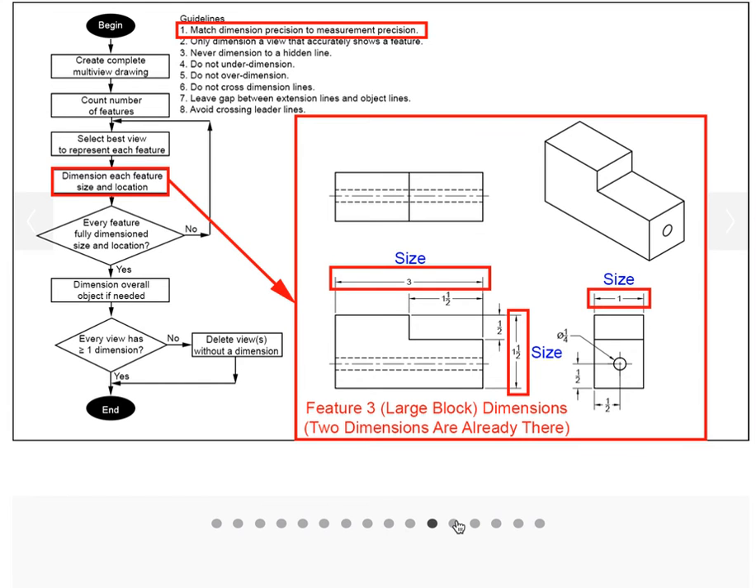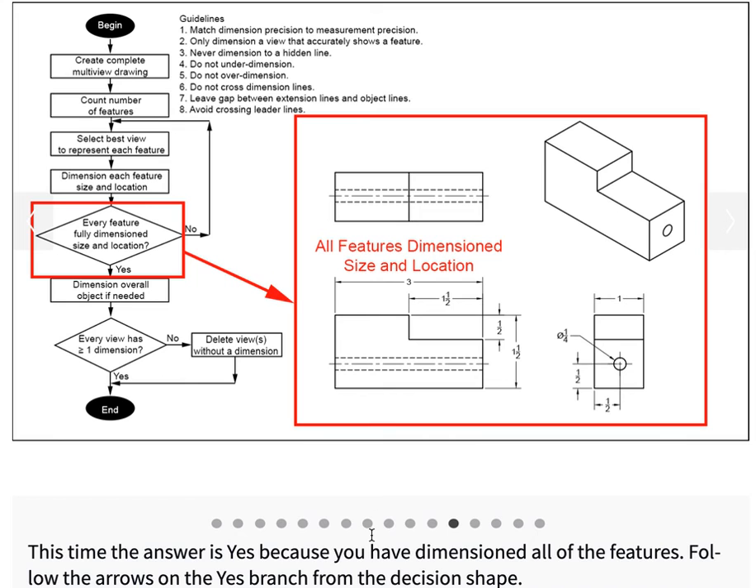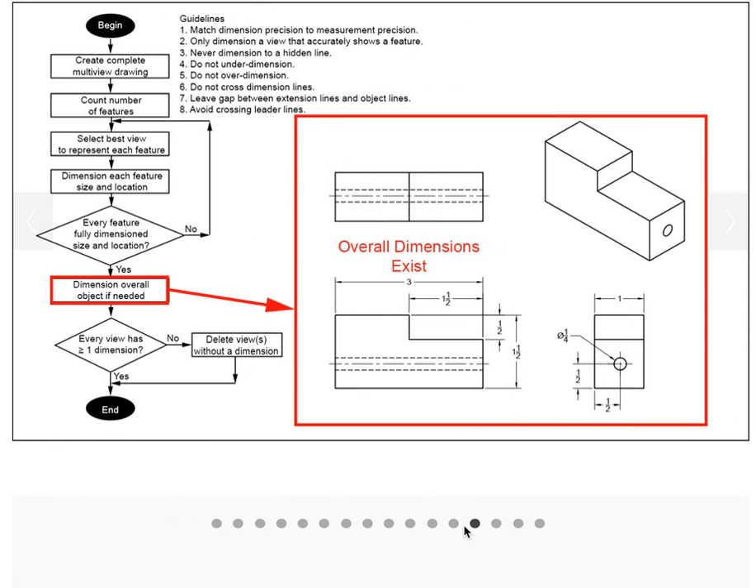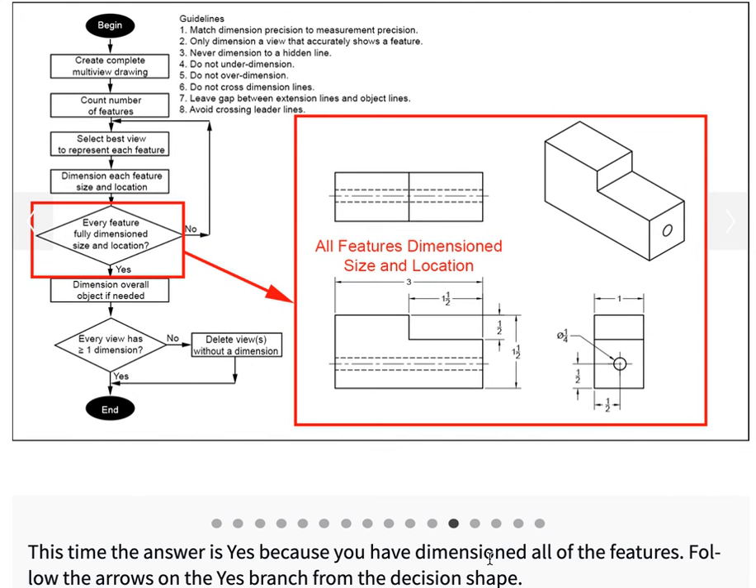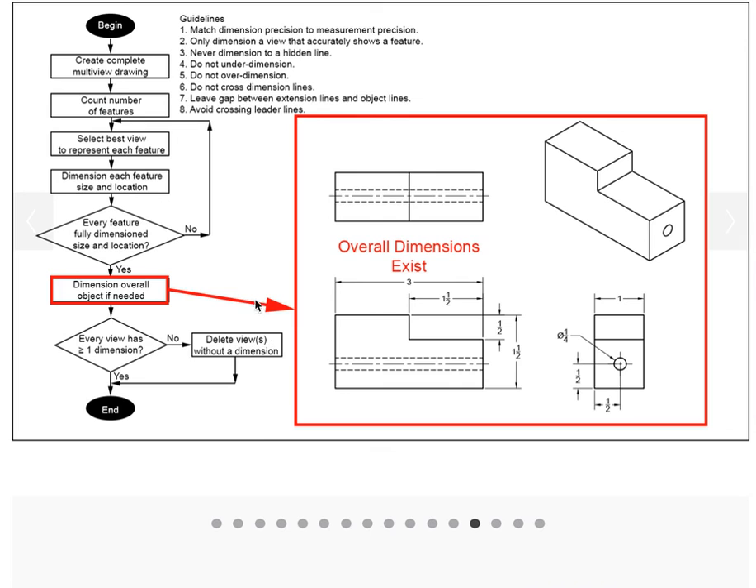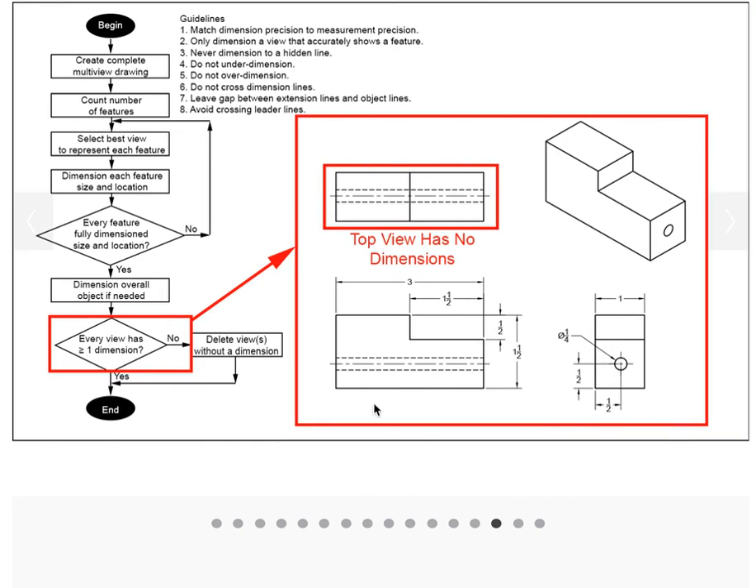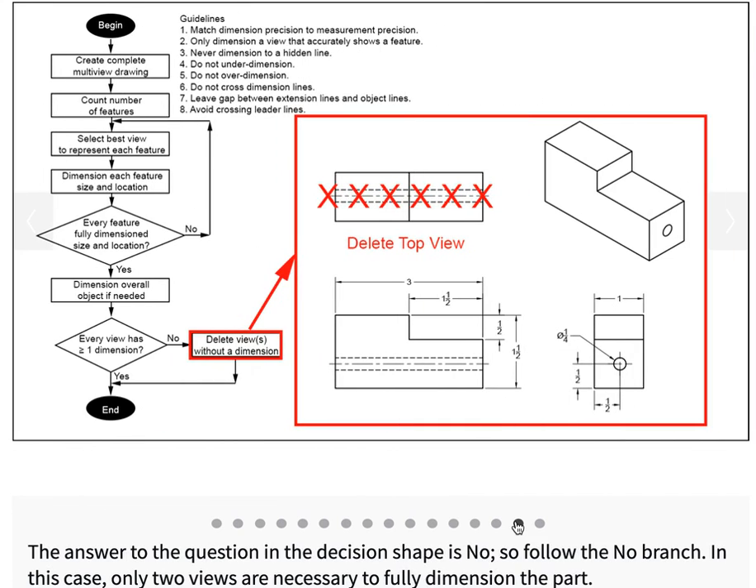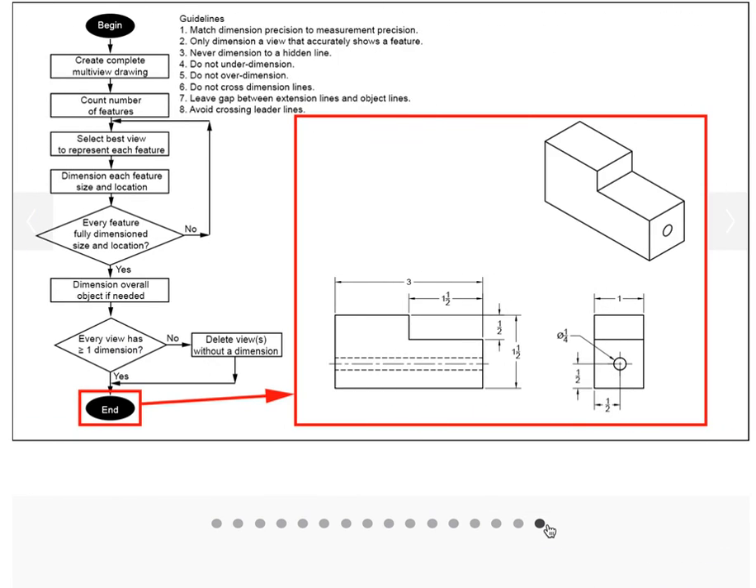All right, and the last thing to check for, I believe, is every feature dimensioned? Let me check. Yes, all of our features are dimensioned. Going on to the next one though, next in the flowchart is, if you got all the features, double check and make sure you got your overall. So overall width, overall height, overall depth, done. Now the next thing is, does every view have one or greater dimension? The top view doesn't. So guess what happens to the top view? Well, follow the flowchart. Engineers love their flowcharts. Delete it. It's gone. It's done. Sad. But it wasn't needed. Okay? And that's it. The end.